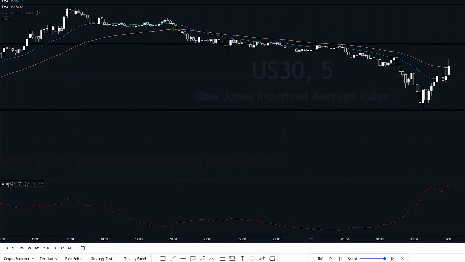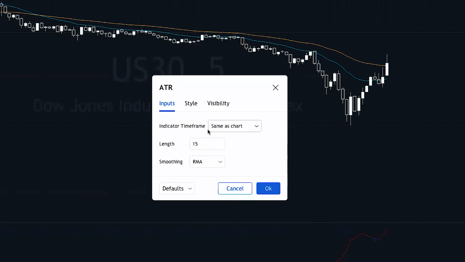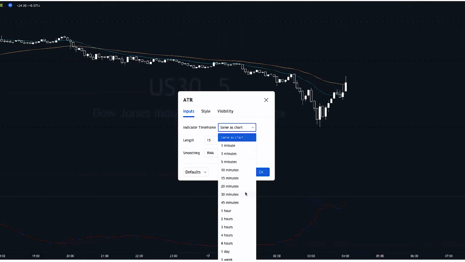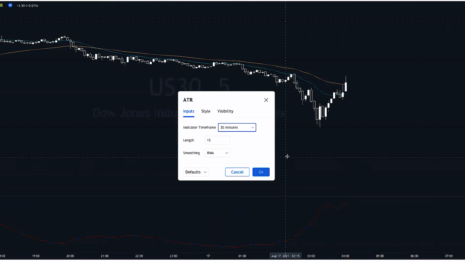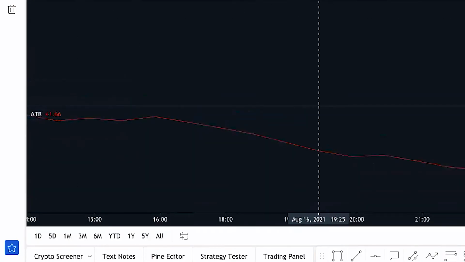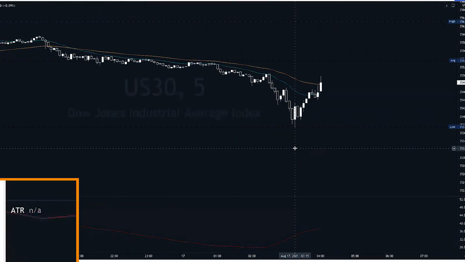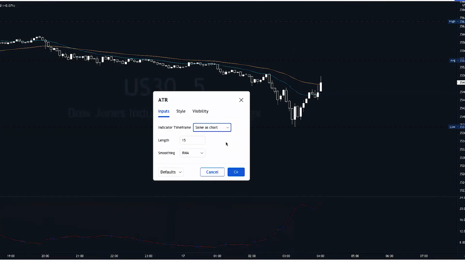For example, when you open up the settings, you have indicator time frame. We are currently on the 5-minute time frame. So I can select this and be like, okay, I want to know what the average true range of the 30-minute, and whatever values pop up right here is the values of the 30-minute time frame. I'm in replay mode, so that's just what it does. So boom, same as chart, right?